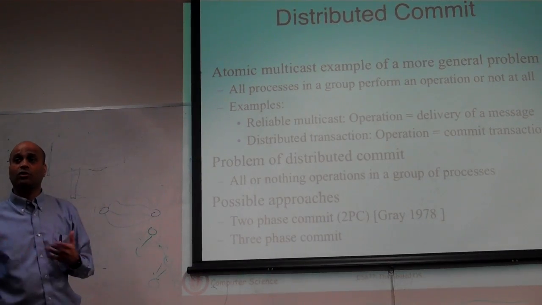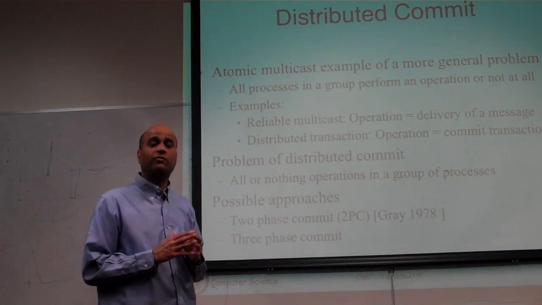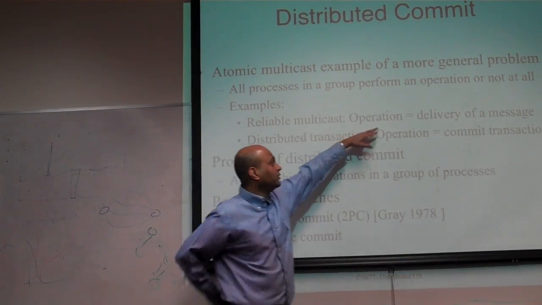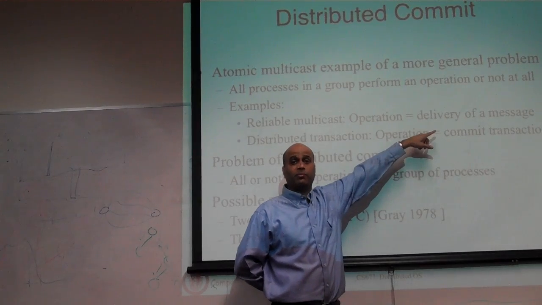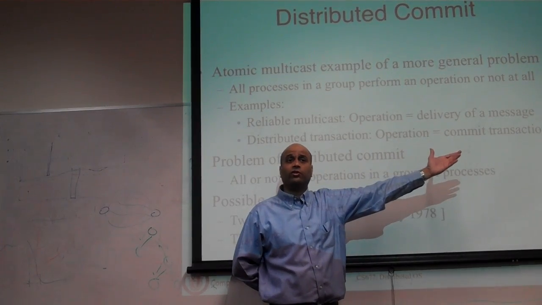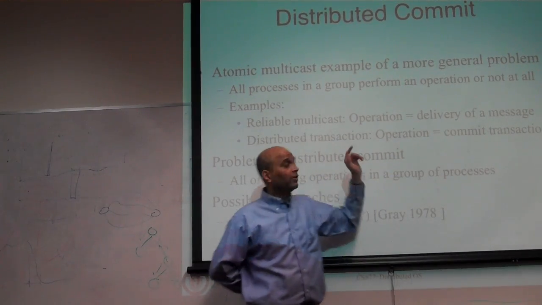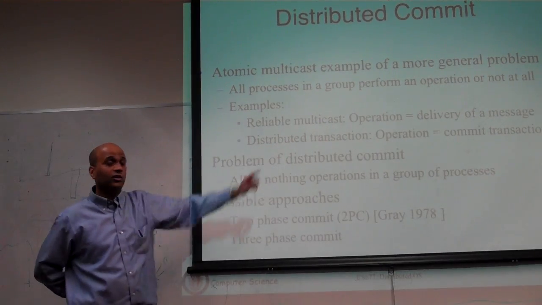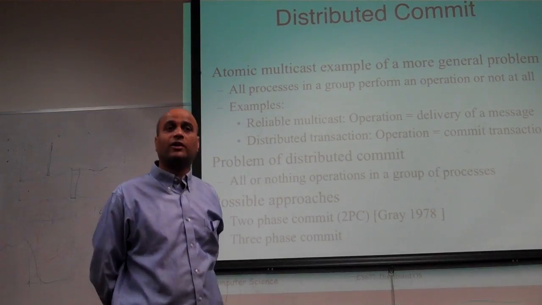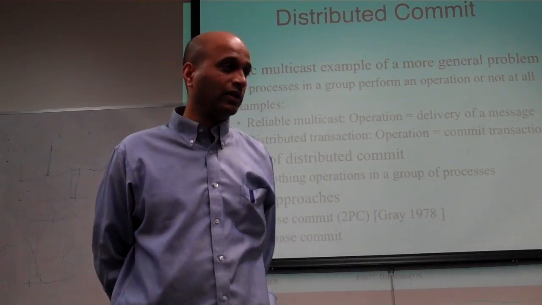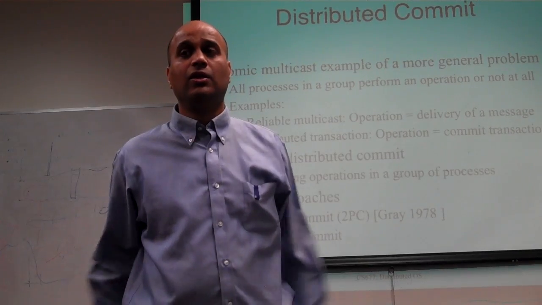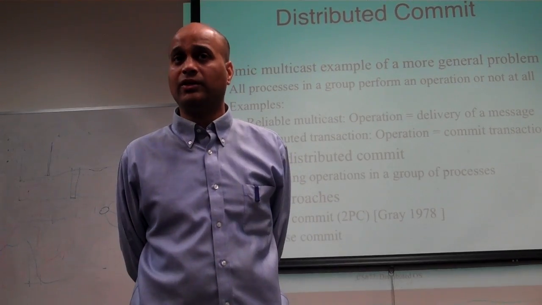This all or nothing property is actually needed in many different scenarios. In reliable multicast, the operation is all or nothing delivery of a message. So either a message is delivered to everyone or no one. Now we'll look at distributed transactions in just a second. Here the operation is: everybody commits the transaction, or nobody commits the transaction. Everybody aborts the transaction.